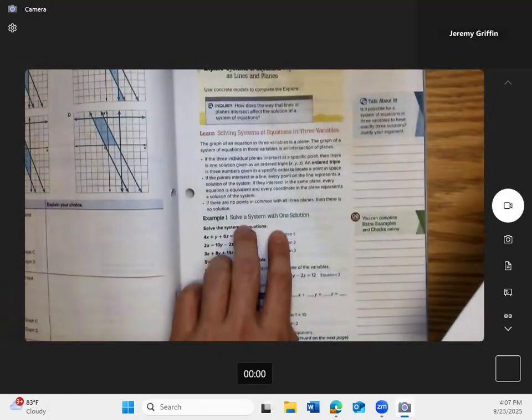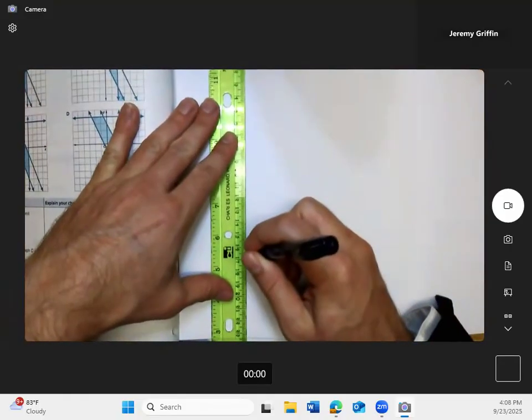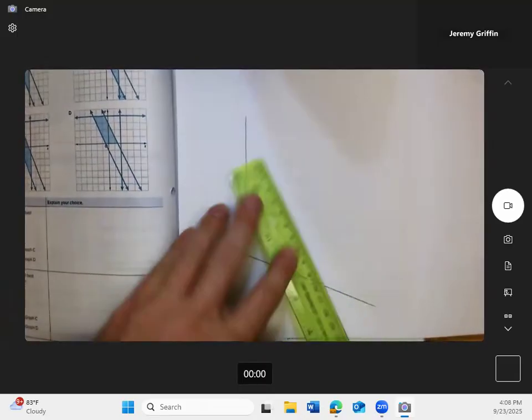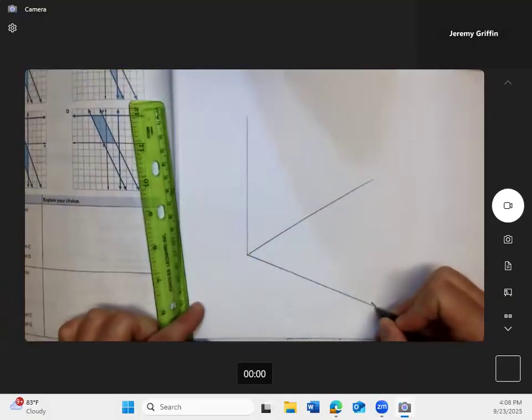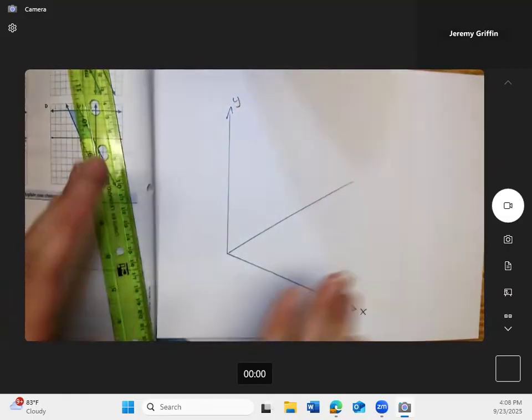If you have a system with one solution, what does that look like from a graph point of view? Now, as a graph, we're opening up to three dimensions. So I don't just have an x-axis and a y-axis; now you have to think in 3D. So I'll have an x, y, and a z-axis. Maybe this is my x-axis, and maybe this is my y-axis. Normally that's all we care about.